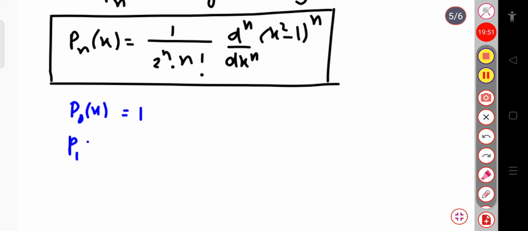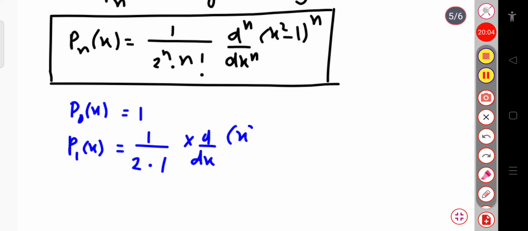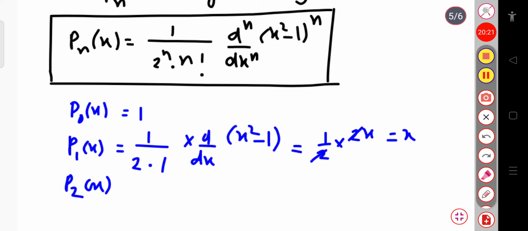If we put n equal to 1, then you will get 1 by 2 power 1, that is 2, into 1 factorial is 1, into the first order derivative, that is d by dx of (x square minus 1). That is equal to 1 by 2 into d by dx of x square, which is 2x. The 2 gets cancelled, so the answer will be x. And similarly, you can calculate P2 of x, and directly you have to remember the value if it is possible. Otherwise, you can directly calculate from this expression.